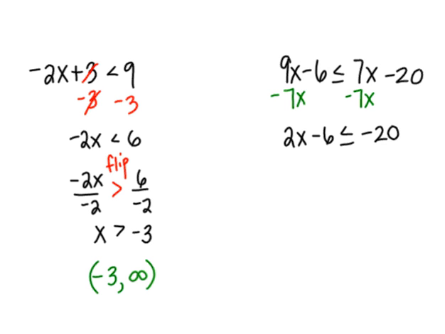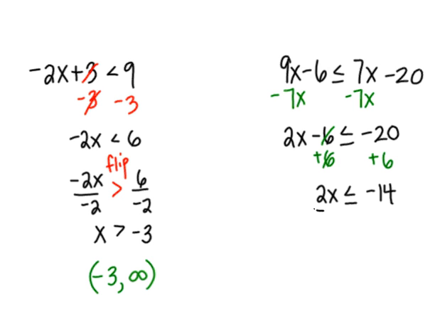Working on the x side, I'm going to move the 6 first, so I'll add 6 to both sides. And 2x is less than or equal to a negative 14. The way I got negative 14 is I noticed they had different signs. Different signs tell me to subtract and take the sign of the larger. So that's how I got negative 14.